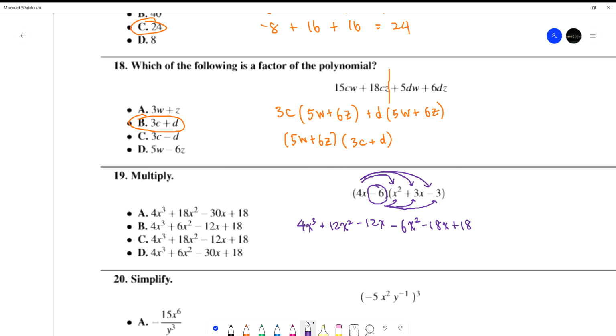Now we look for like terms. So 4x cubed is all alone. You have 12x squared minus 6x squared, which is plus 6x squared. Let me actually cancel these out so we can keep track of them. Then we have negative 12x minus 18x. That gives us minus 30x. And then lastly, plus 18. Right? 4x cubed plus 6x squared minus 30x plus 18. That's D.